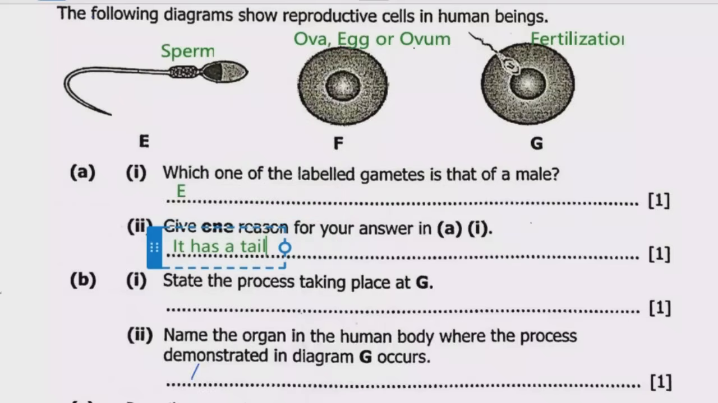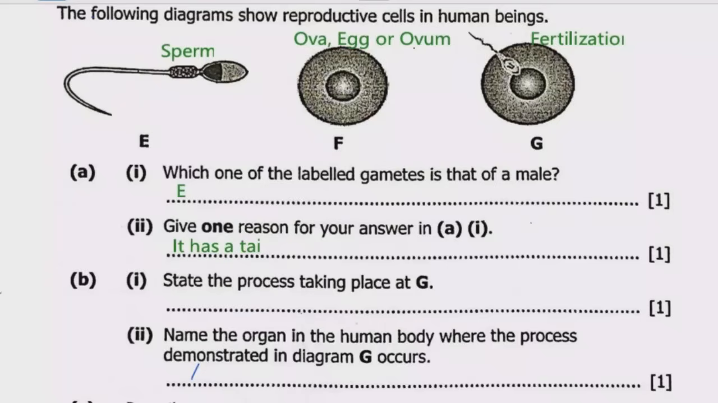So because we saw that it has a tail, we were able to identify that one as a sperm easily. So since it has a tail, it is easier for us to identify it as a sperm. A tail helped us to identify the reproductive gamete E as a sperm.